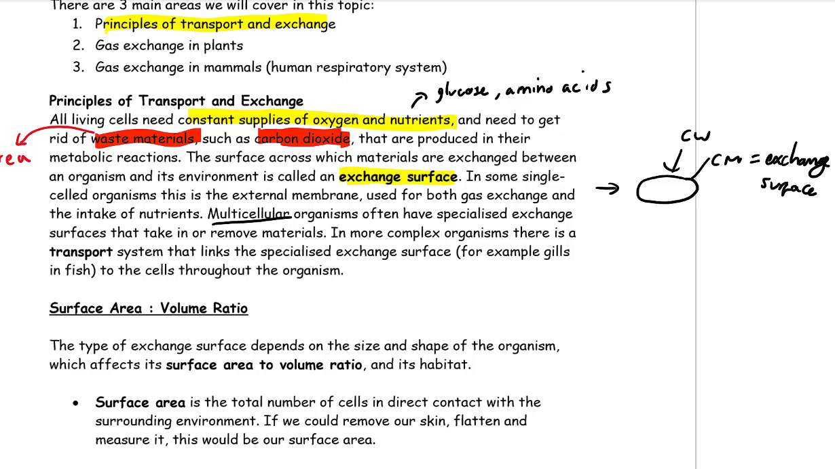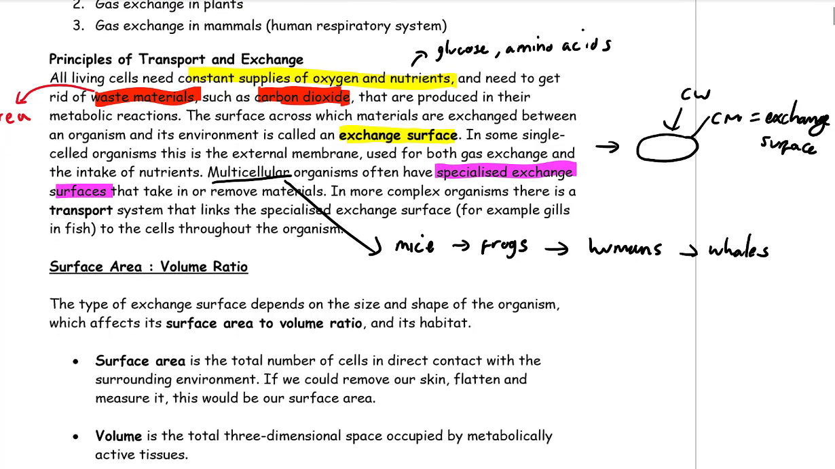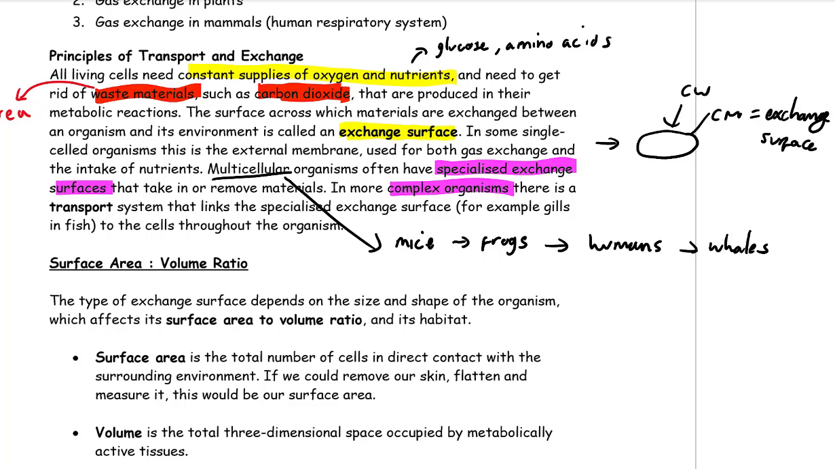But by the time we get up to multicellular organisms, and this can be things like mice, frogs, up to humans, and then very large animals like whales. They are far too big, so they need to have specialized exchange surfaces. And as well as that, in some more complex organisms, there has to be a transport system that links the two things together. Links the specialized exchange surface plus the cells in the organism.